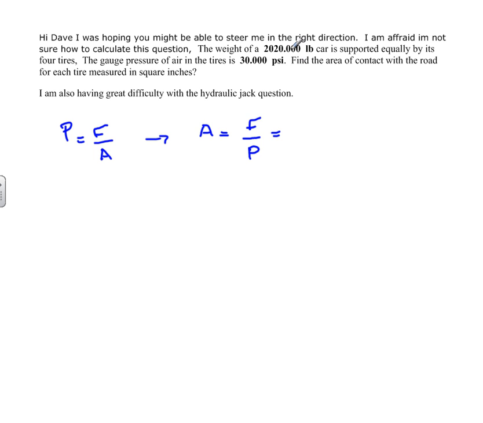In this case, the force being supported by 4 tires, or the weight being supported by 4 tires, is 2020. So that means that each tire must be carrying 505 pounds. Typically the front tires carry more than the back, but we will assume that 505 pounds is the weight on each tire. The gauge pressure of the tires is 30 psi, which is 30 pounds per square inch.